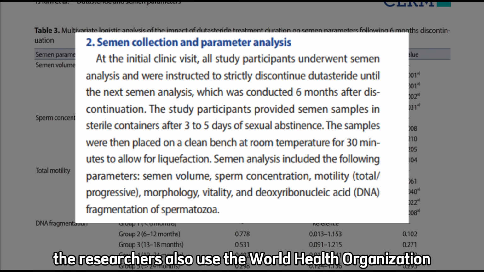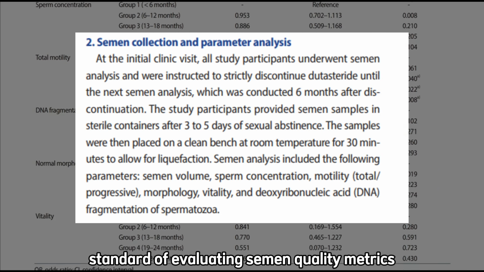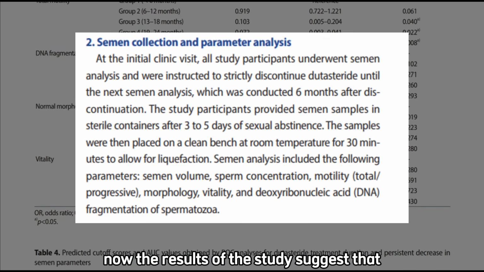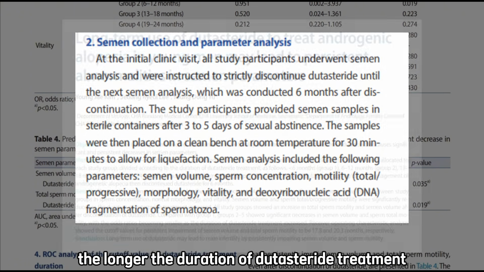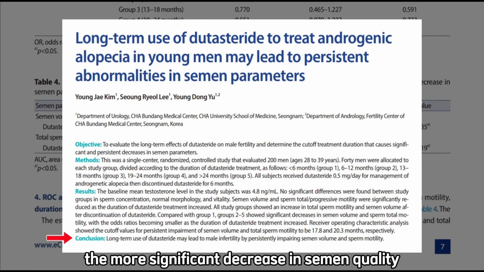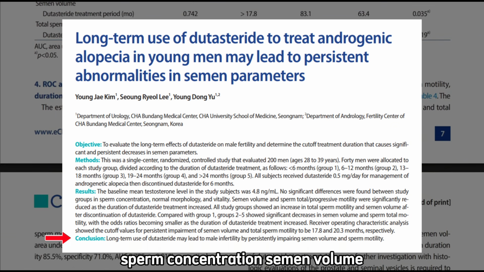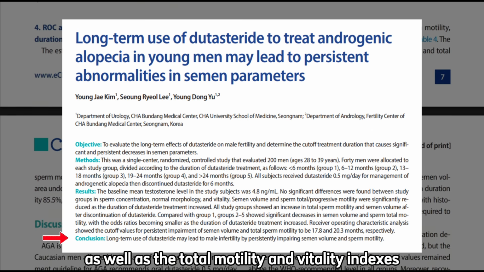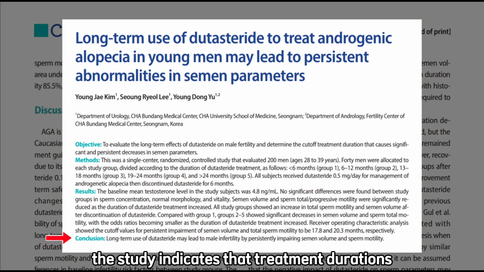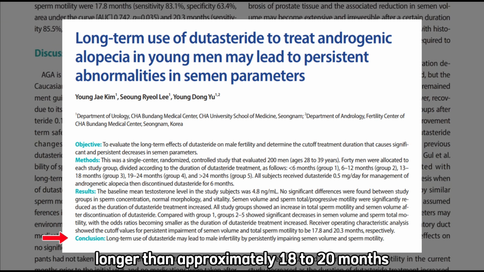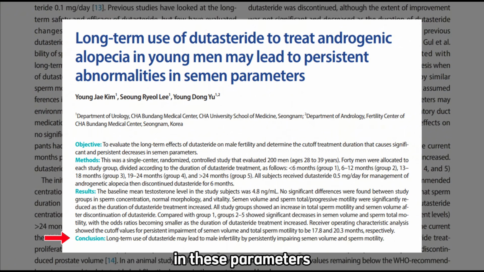The researchers also used the World Health Organization, also known as the WHO's, standard of evaluating semen quality metrics. Now, the results of the study suggest that the longer the duration of dutasteride treatment, the more significant the decrease in semen quality, and you're looking at metrics such as sperm concentration, semen volume, sperm motility, as well as the total motility and vitality indexes. The study indicates that treatment durations longer than approximately 18 to 20 months could lead to persistent impairment in these parameters.